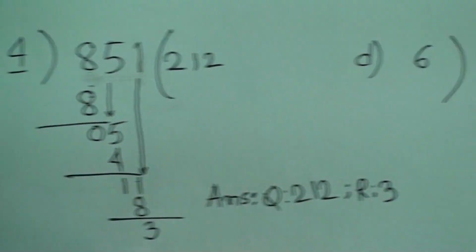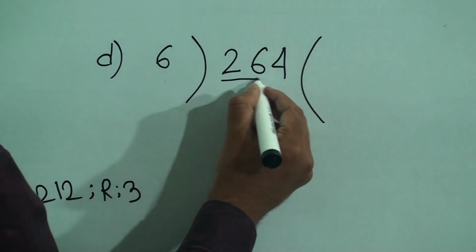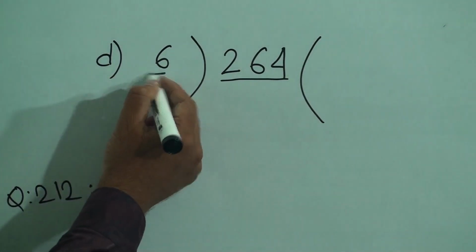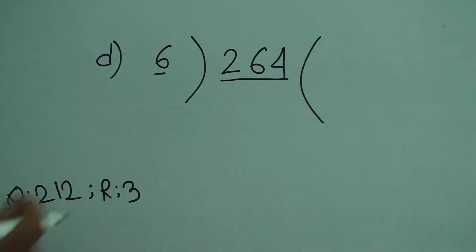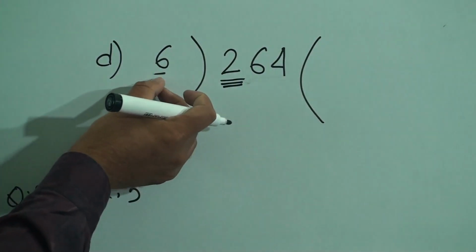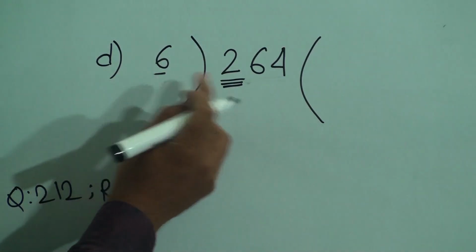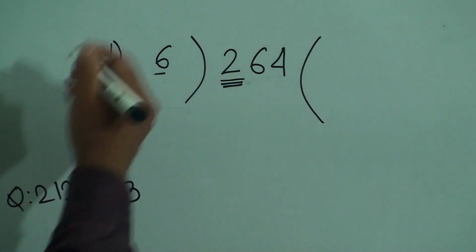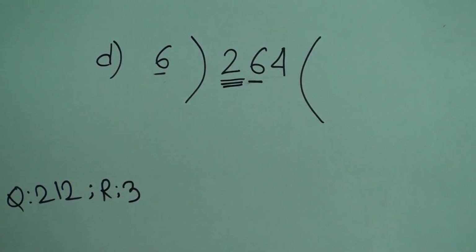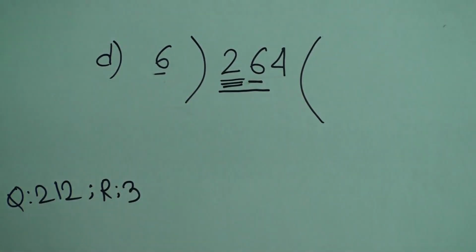Now number D, 264 divide 6. Here 264 is a 3-digit dividend and 6 is a single-digit divisor. First of all, similarly you have to choose the first digit 2, but look, here is a problem. 2 is smaller than 6. Since 2 is smaller than 6, we can't divide 2 by 6. Then we will take the next digit. Then 2 and 6 make 26.